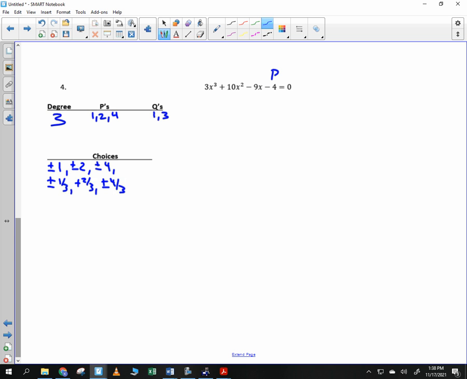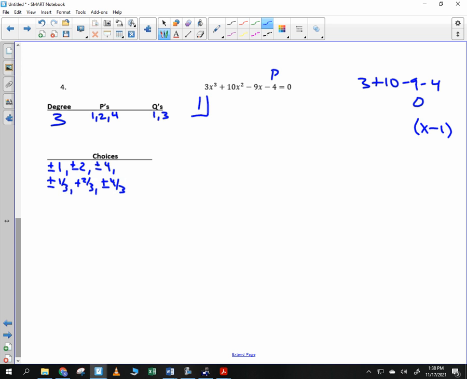Okay, so what would you like to choose first? Do you want to choose one of those fractions? Me neither. I don't like it. What do you want to choose? 1. Let's try it. 1 cubed times 3 is 3. 1 squared is 1 times 10 is 10. 9 times 1, negative 9, negative 4. That makes 0. So did 1 work? So what's my factor? x minus 1 is the factor.